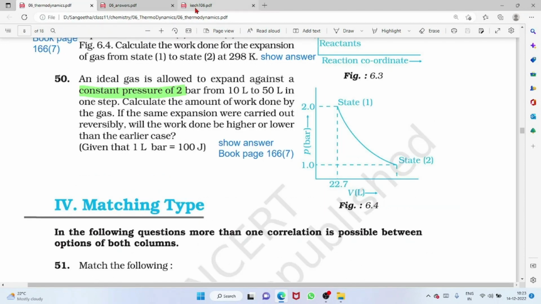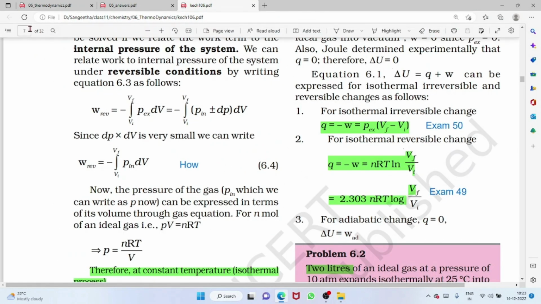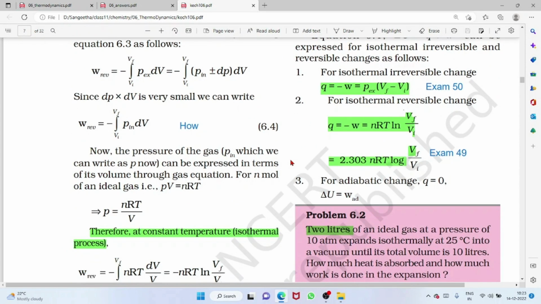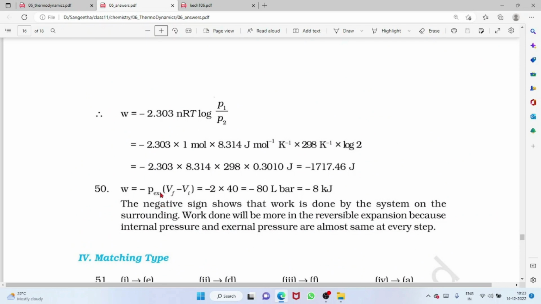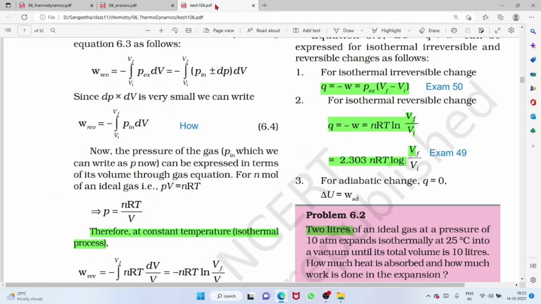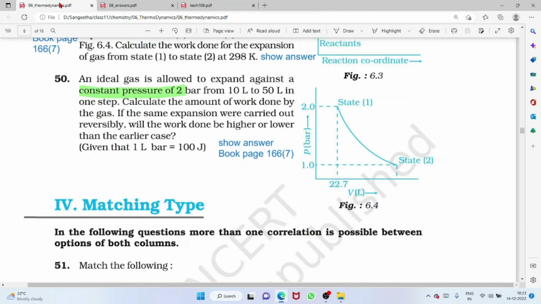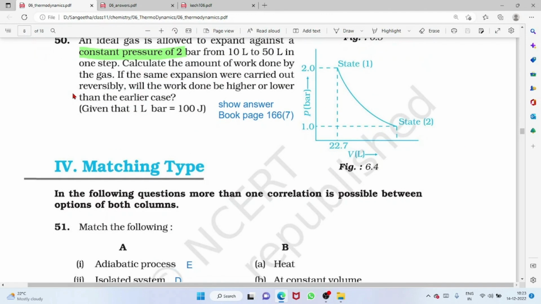Okay, this is the one. Okay, final minus initial. Okay, final minus initial.